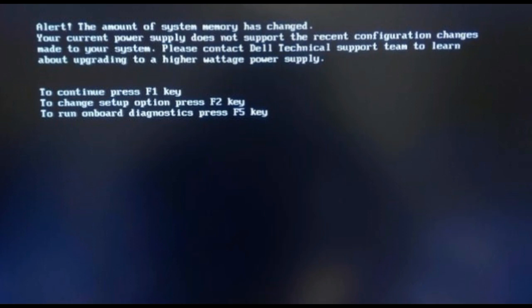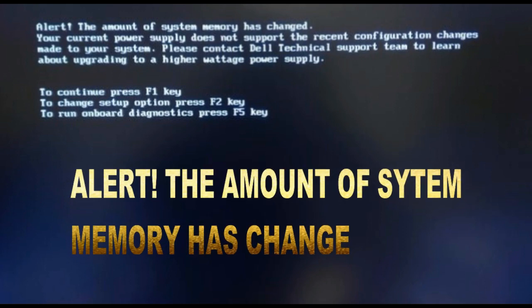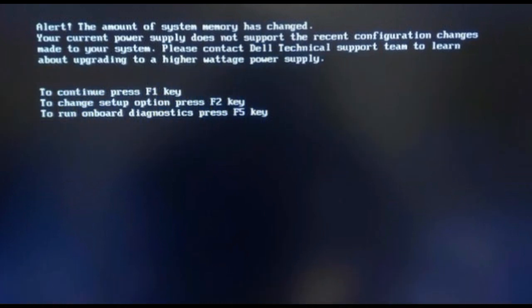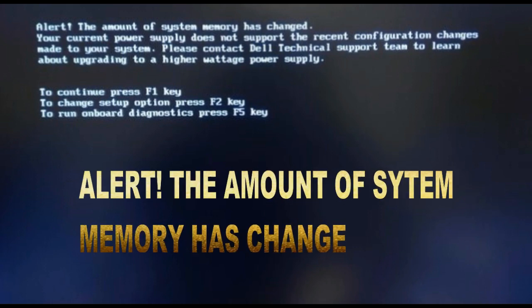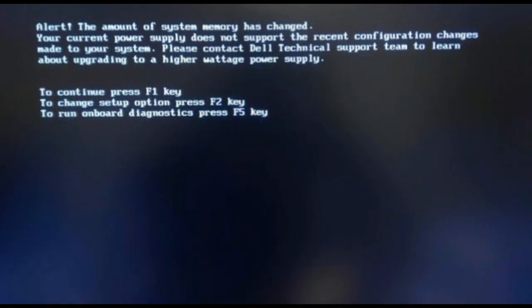Call me Simon, and today I want to help you solve this problem: the amount of system memory has changed, on a Dell Latitude. So guys, this mostly happens when you have replaced a RAM or added another RAM. Exactly when you open your computer, you'll be greeted with this message: the amount of system memory has changed.